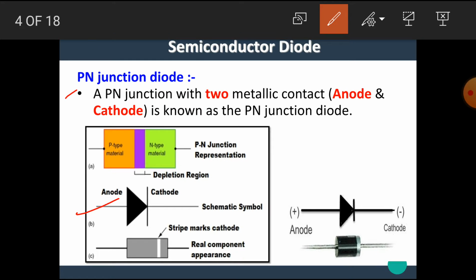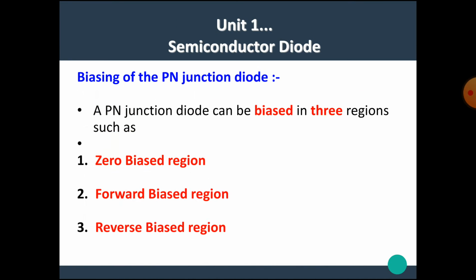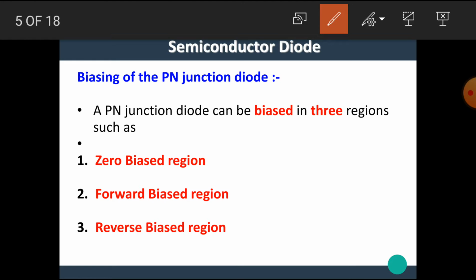This is the symbol of the p-n junction diode and this is the actual p-n junction diode. Here the ring side is given. This ring side represents the cathode of the p-n junction diode, while the other side is the anode of the p-n junction diode. Now let's see the biasing of the p-n junction diode.